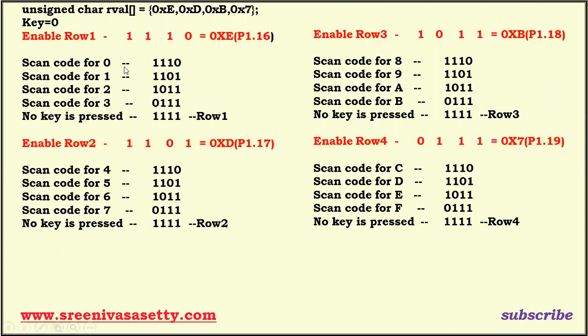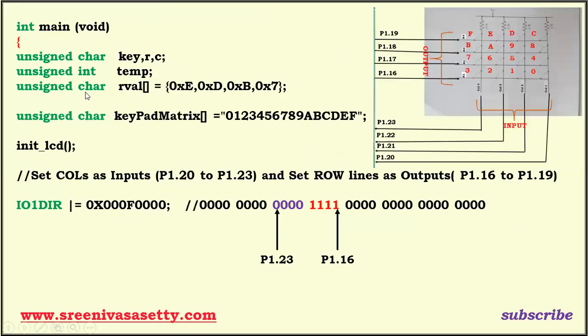This is the scan code for 0: 1, 1, 1, 0. Then the scan code for 4: 1, 1, 1, 0. The scan code for 8: 1, 1, 1, 0. And here also 1, 1, 1, 0. That remains the same. If you go here, that is the scan code for 1, 5, 9, D. Same thing, because all these 4 keys come under the same column.